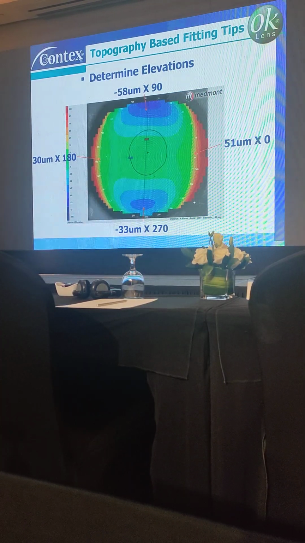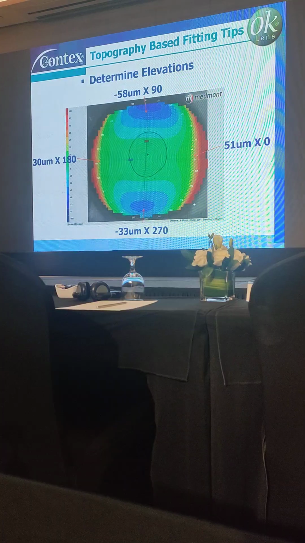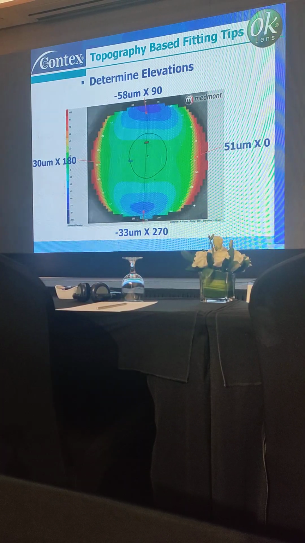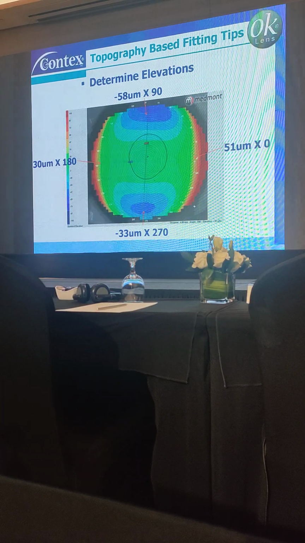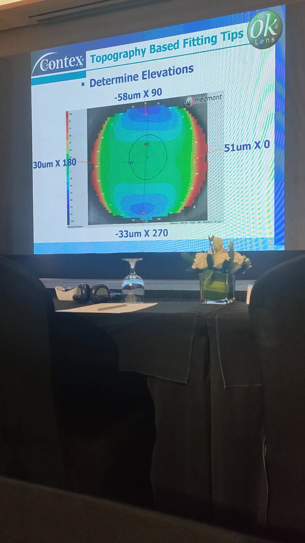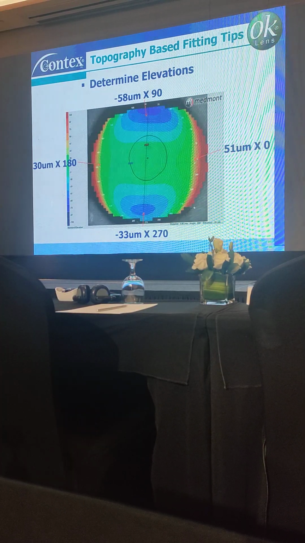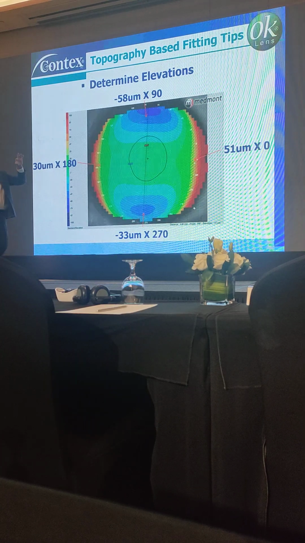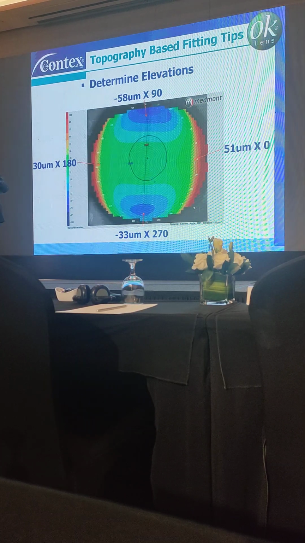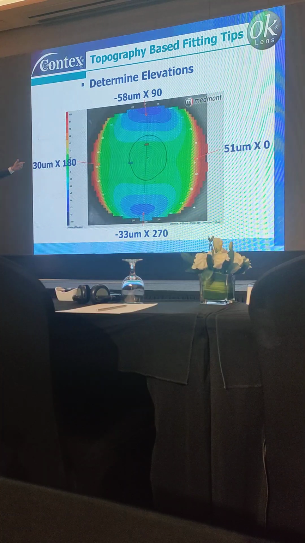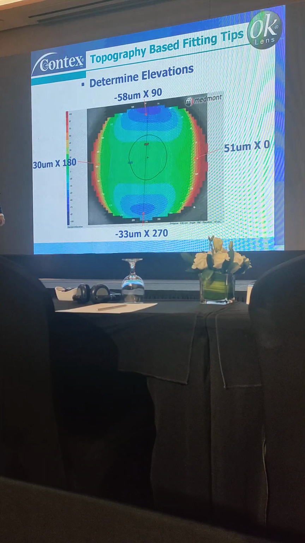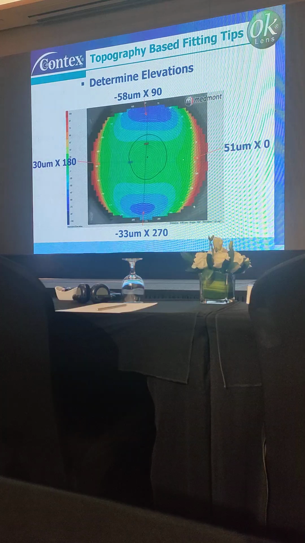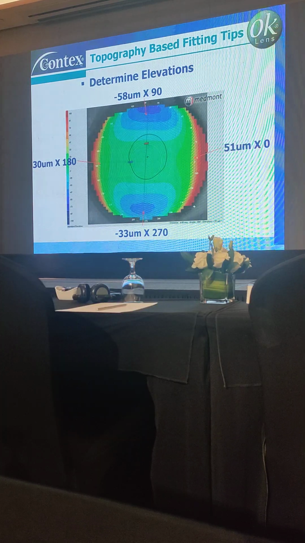And here again, looking at these elevations, we have 51 microns. That's 2.5 diopters of flattening right there. And then 30 microns on this side, which is basically 1.5 diopters. So if you think of a diopter as being about 20 microns, 2.5, this is 50 microns. 2.5, that's a lot of flattening going on there.